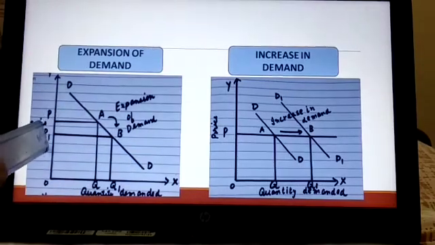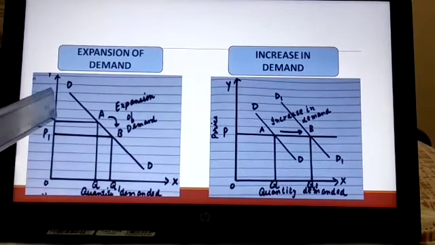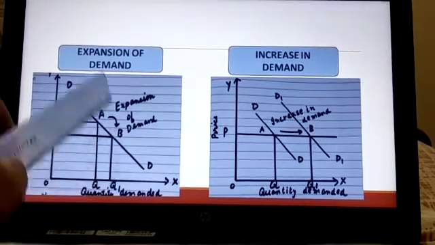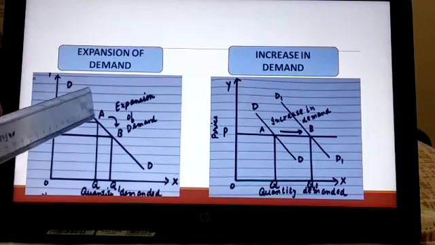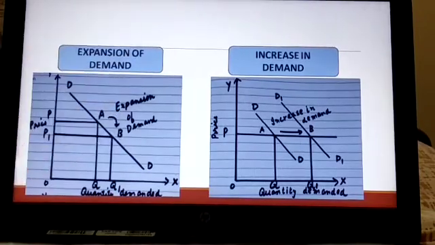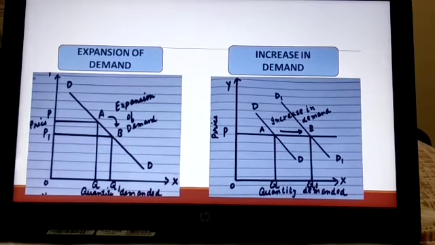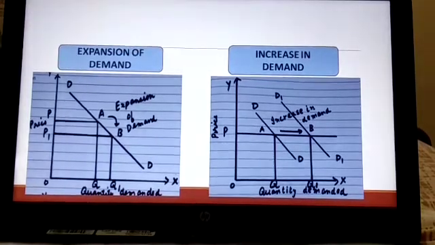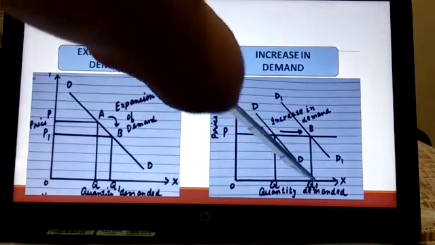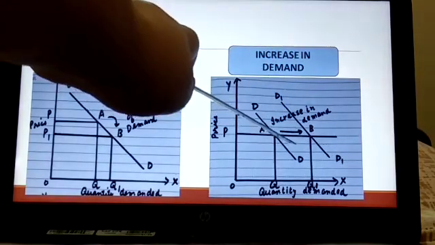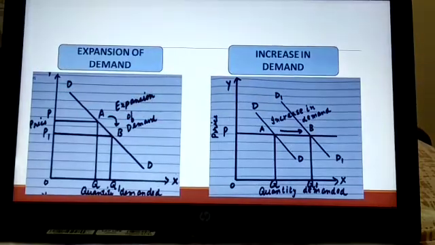When the price falls, quantity increases. So there is a movement from position A to position B, showing downward movement. And increase in demand. Again, I am repeating, at the same price, there is a shift from DD to D1.